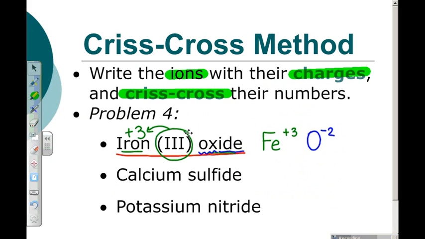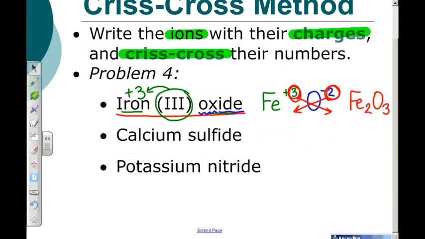Now I'm ready to crisscross. When we crisscross, we circle the numbers, ignoring the charges, so leave the positive and negative alone. We know we always have a positive and a negative ion. Now I'm going to crisscross the numbers, bringing them down to be subscripts. What I get as an answer here is Fe with a little 2 after it. So the 2 that was the charge of the oxygen becomes the subscript on the iron. The oxygen, on the other hand, gets the 3 that was the charge of the iron as its subscript. So our final formula is Fe2O3.